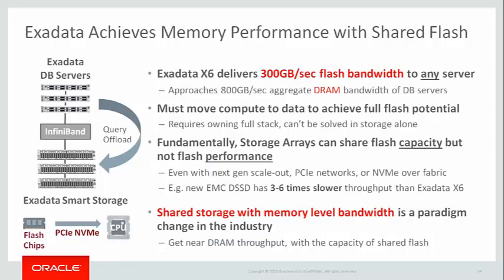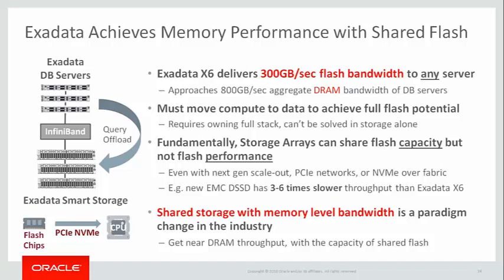In a nutshell, Exadata offers memory performance with a shared flash. The Exadata X6 delivers 300 gigabytes per second of flash bandwidth to any database server. That approach is close to the DRAM performance of 800 gigabytes per second of a DB server. So the flash bandwidth is now approaching memory level performance.